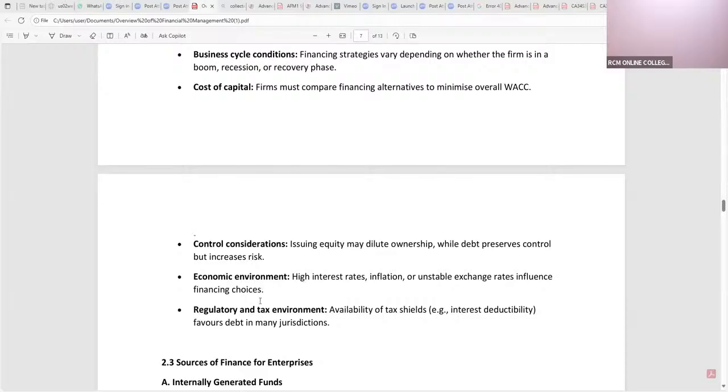And then, of course, we have the tax environment. As you've said, if you are after minimizing your tax obligation, then you go for debt, because debt will be able to give you a tax shield. Availability of tax shield, e.g. interest deductibility, favors debt in many jurisdictions. So this is really important.